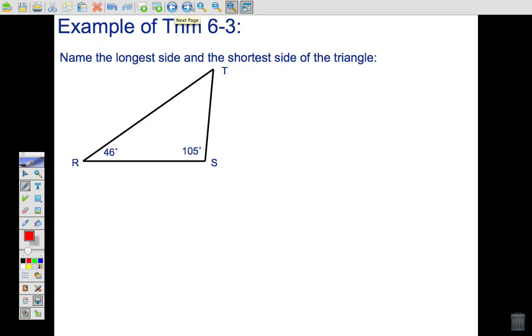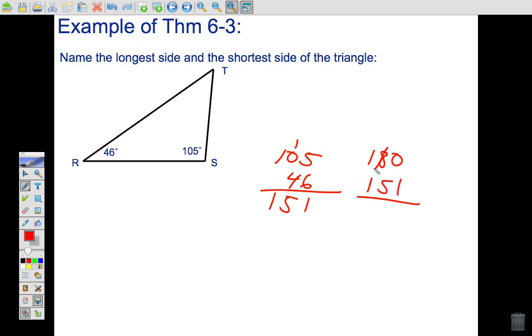So let's take a look at an example of theorem 6.3. It says name the longest side and name the shortest side. Now I have to find that third angle in order to determine this. So I have 105, I have a 46. I'm going to add these together, and I get 151. Now take 151 away from 180, and I get 29 degrees. So this angle up here is 29 degrees.